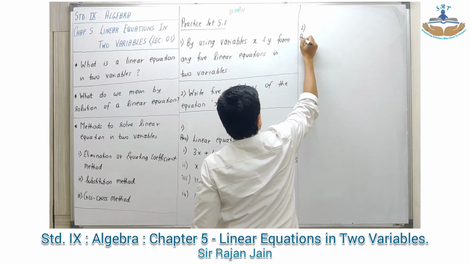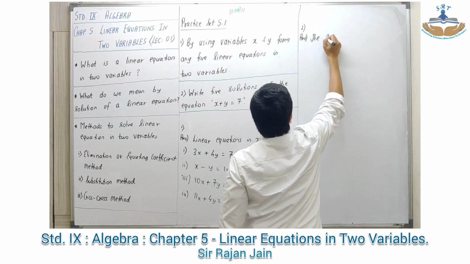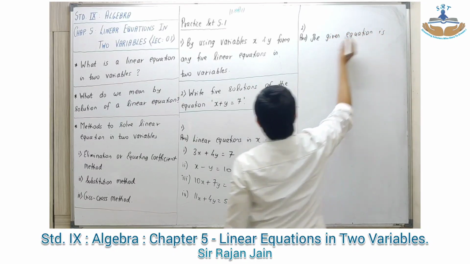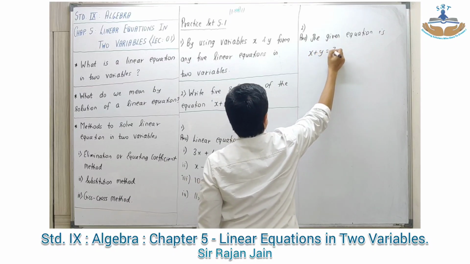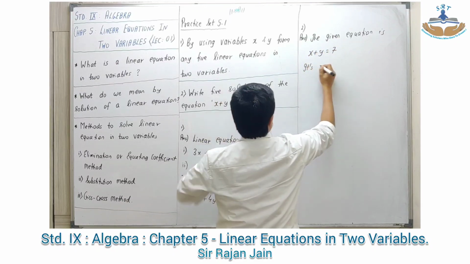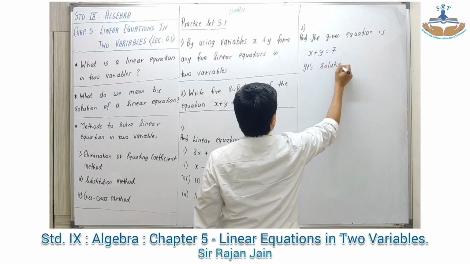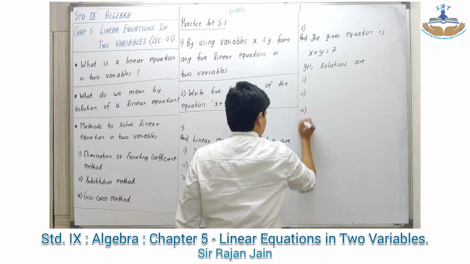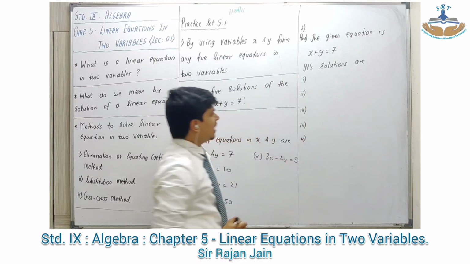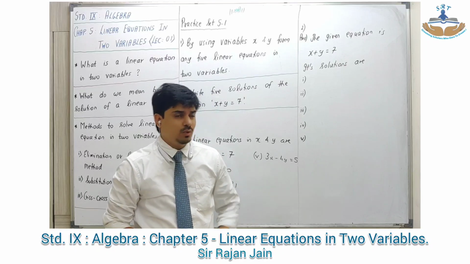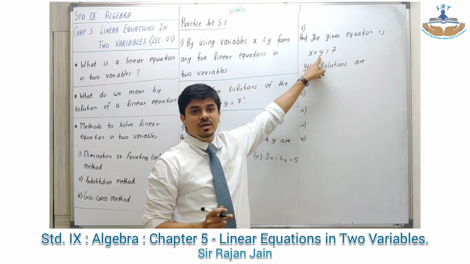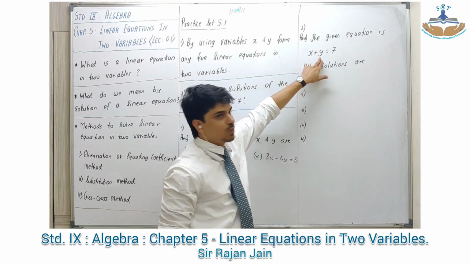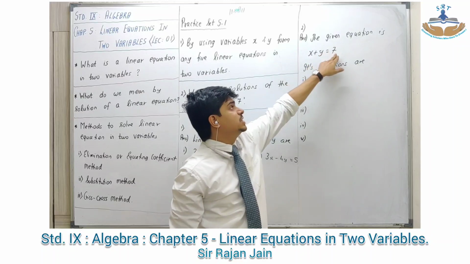Look here. I'll say that the given equation is x plus y equal to 7. I need to write 5 solutions. So I'll write its solutions are first, second, third, fourth, fifth. You have to select those values of x and y which will satisfy the equation. मतलब your left hand side and right hand side should be equal. Okay? अभी इधर क्या दिया? x plus y है, तो take any two numbers whose addition is 7.